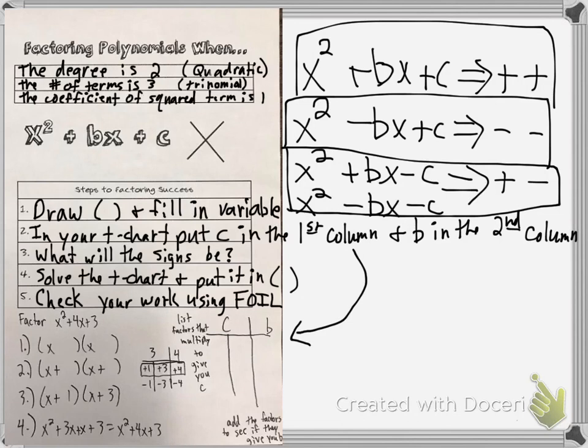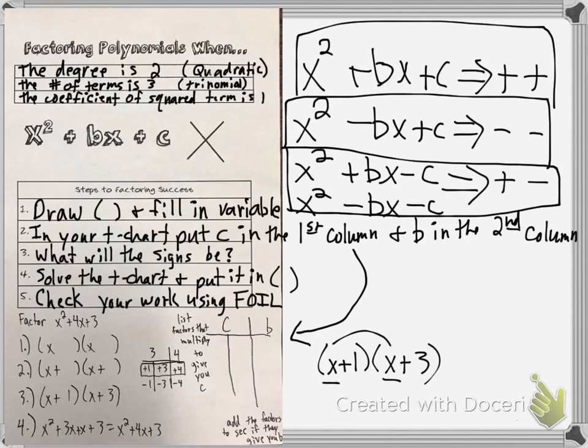So I'll show you how FOIL works. X plus 1 times X plus 3. F stands for what? First. So I'm multiplying the first two terms in each set of parentheses. So the first terms are X and X. Does everyone see how those are the first terms? So I multiply those together. X times X gives me X squared.